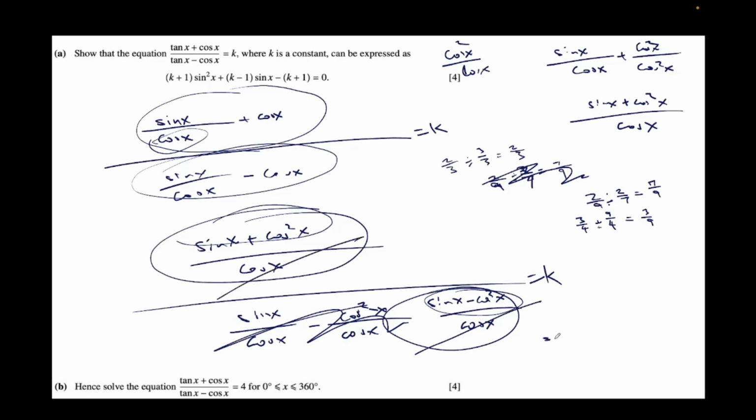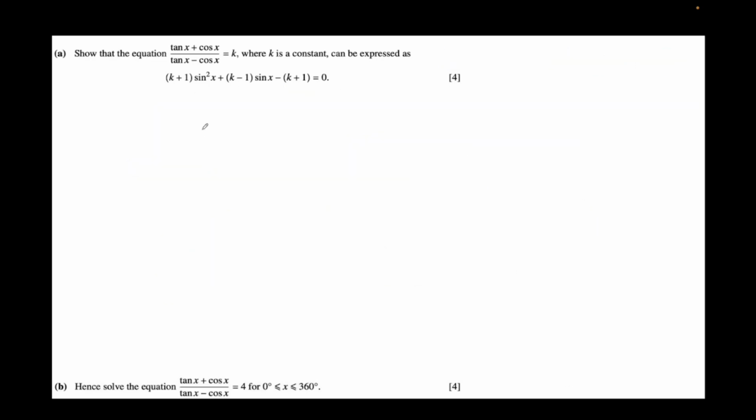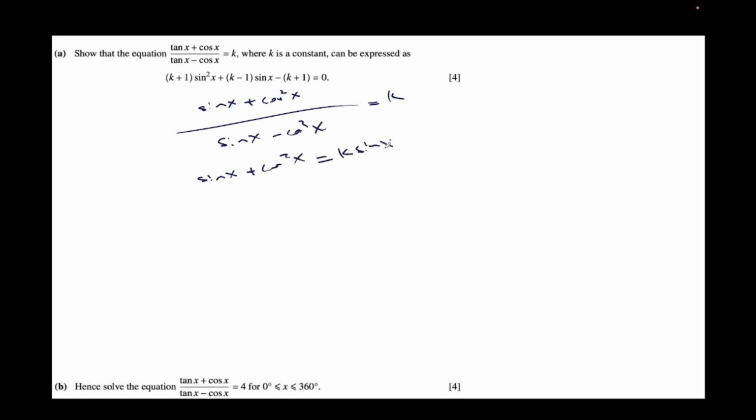This is the algebra we were supposed to pick up on. Sin x plus cos squared x divided by sin x minus cos squared x now equals to k. And this is where you realize, because the final thing doesn't have a fraction, we've got this so far. Sin x plus cos squared x divided by sin x minus cos squared x, that's what we have, equals to k. And then it's pretty obvious what you do next. Sin x plus cos squared x equals to k sin x minus k cos squared x.